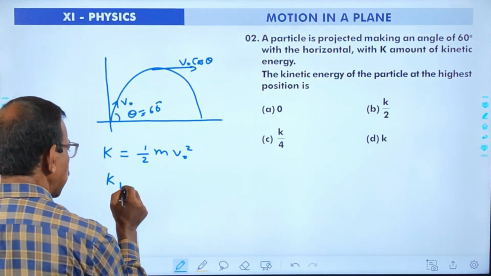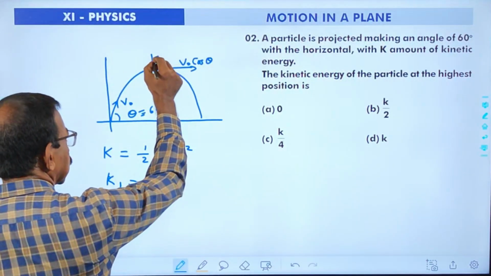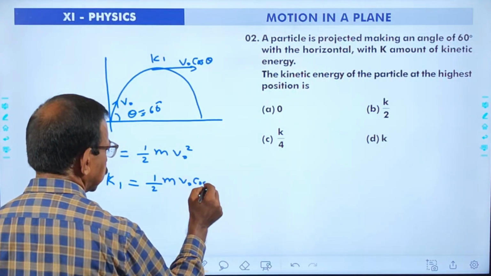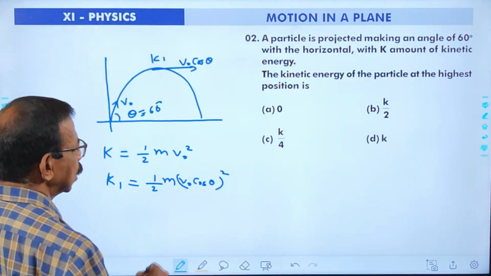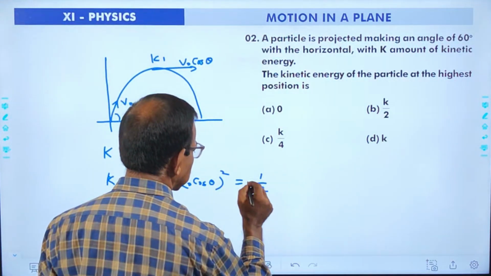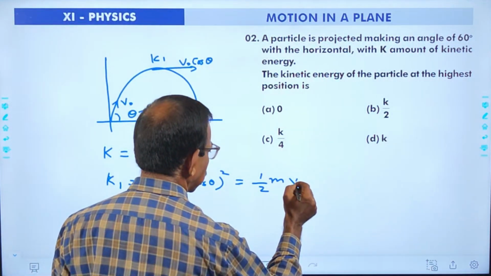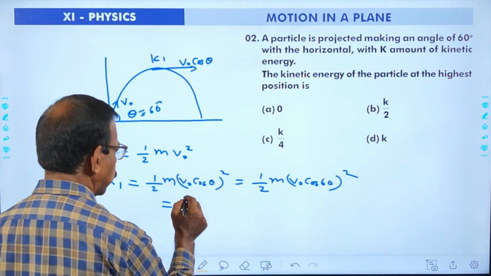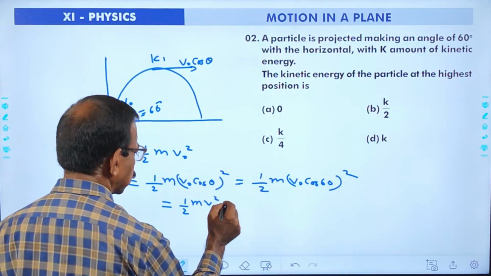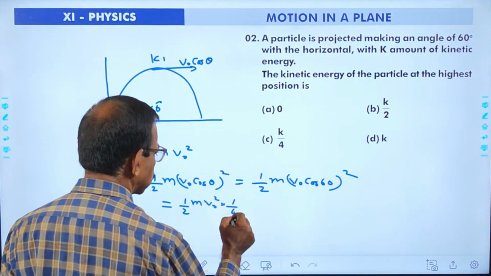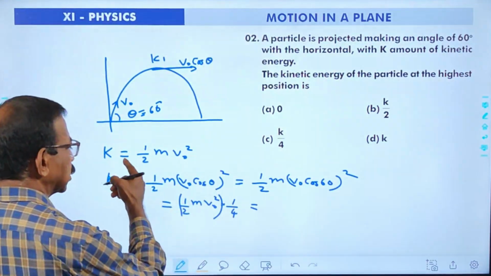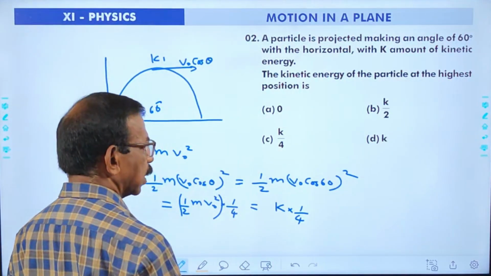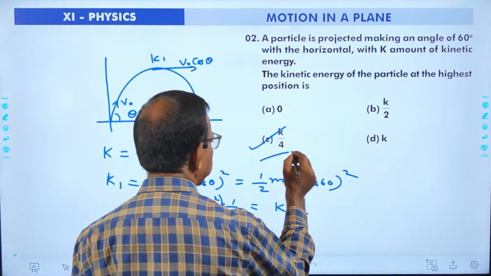Angle of projection is 60 degree. Hence, kinetic energy at the highest point, I may represent as K1, is half m (V0 cos theta) square. Here theta equals 60 degree, so it is half m (V0 cos 60) whole square. Cos 60 is 1 by 2, that is half m V0 square into (1 by 2) square, which is 1 by 4. But this half m V0 square is K, the initial kinetic energy. So it is K into 1 by 4. Hence, the correct answer is option C, K by 4.